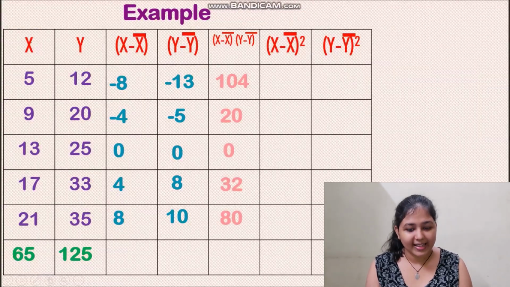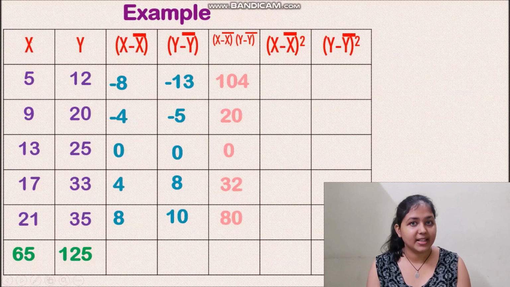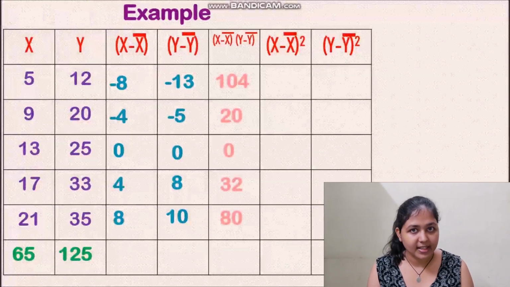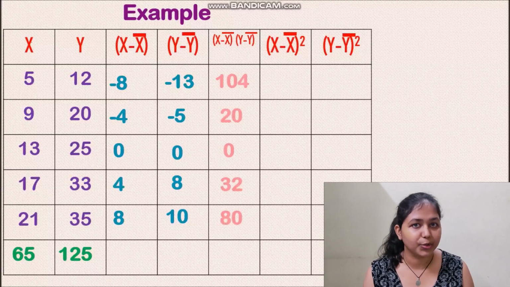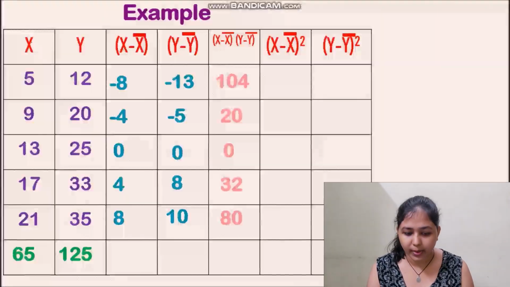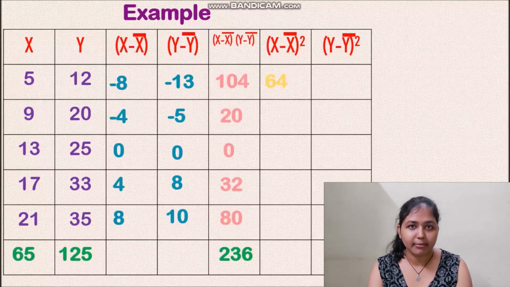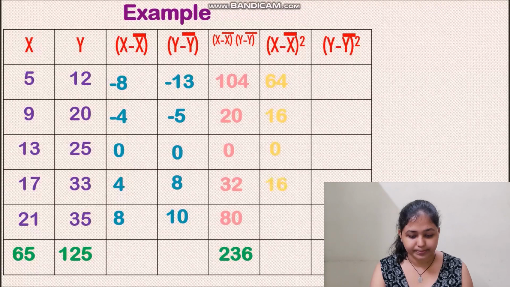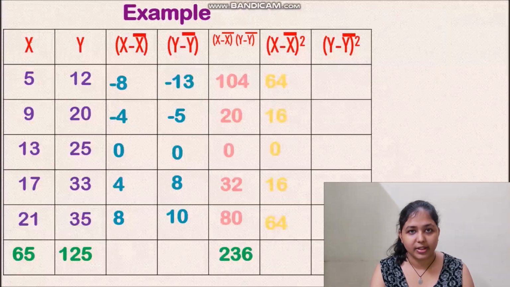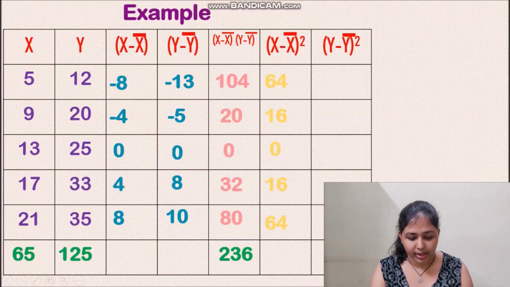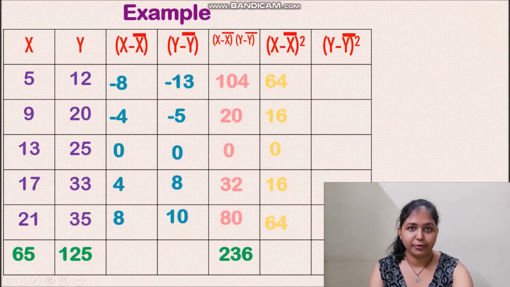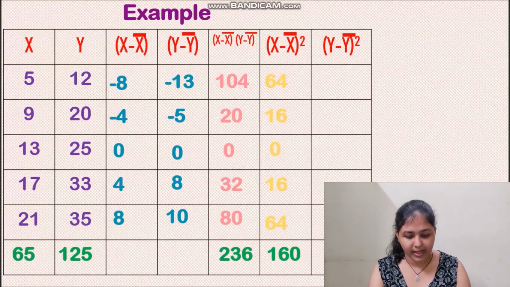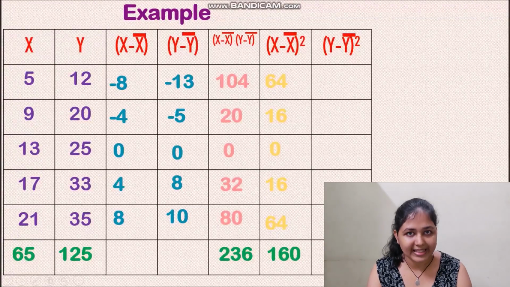Now we come to our second last column, and that is x minus x bar whole square. So we have the values of x minus x bar, and we are going to multiply it twice to find out its square. So minus 8 multiplied by minus 8 would give you 64. 4 4s are 16. And then we have 0 multiplied by 0, and so on. Now we'll find out the sum of this column as we found it out for our last column as well. So the total is 160.